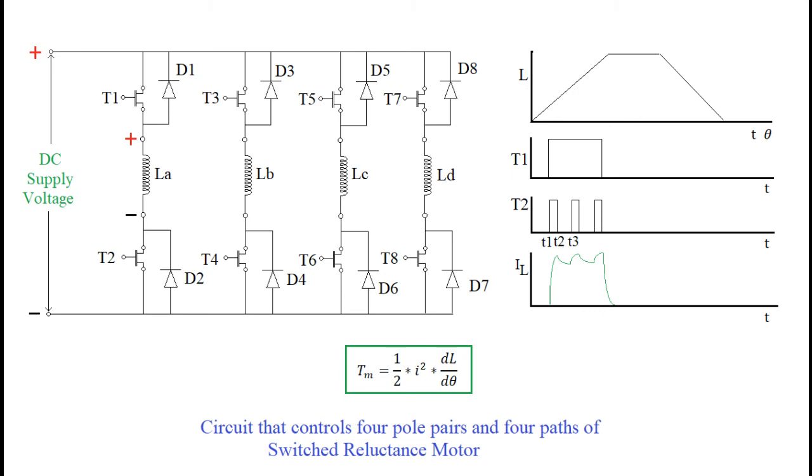Consider the graphs shown on right side of slide. We see rising inductance, with rate of change of inductance with time or rotor angle positive. When this curve becomes horizontal, rate of change of inductance with angle is 0 and is negative for remaining portion of graph. We have to operate motor when this value is positive. Reason is clear from equation of torque.